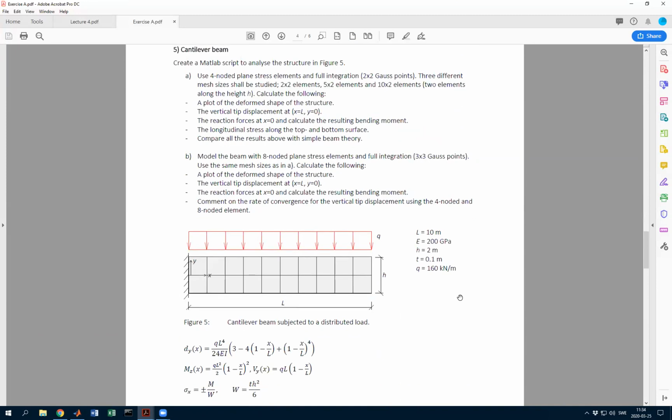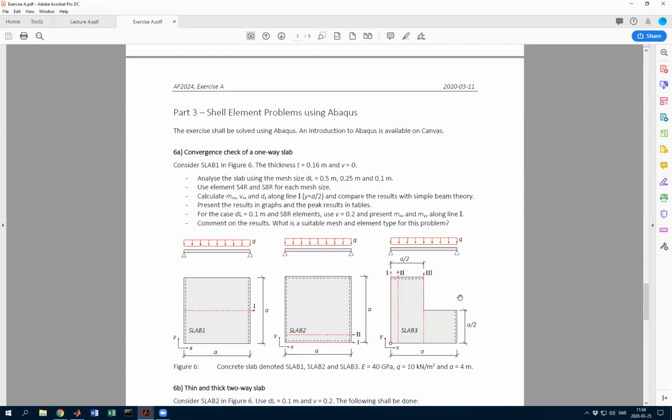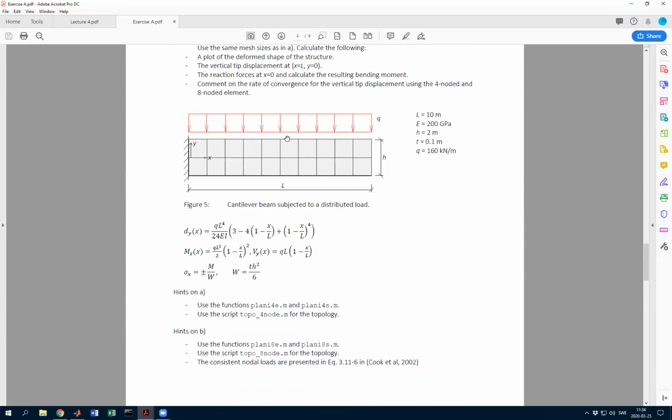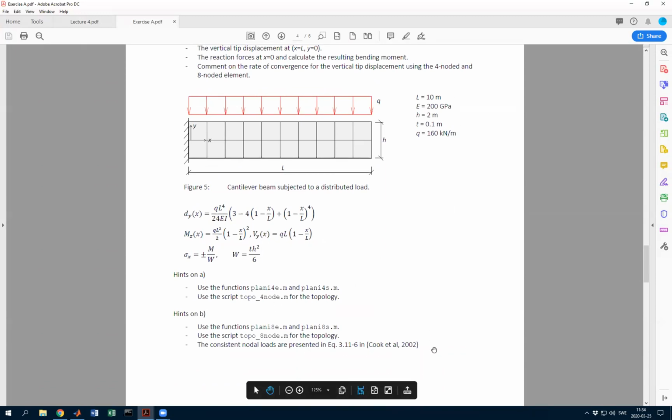And for next week's lecture, we will start going into plate and shell elements. So now we're still in the realm of plane stress and plane strain analysis. So it's good if you are able to finish up until this point until next week.